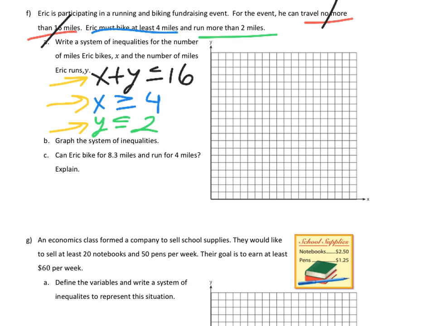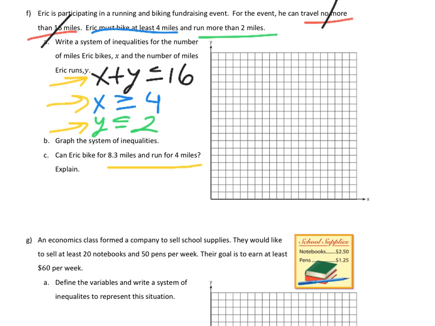Letter C, can Eric bike for 8.3 miles and run for 4 miles? So we only know the answer to that once you graph and shade these 3 inequalities. If this ordered pair, 8.3 miles and 4 miles, is in your solution where you shaded all the colors and wrote the S, then yes it is. So again, explain that in a nice sentence.